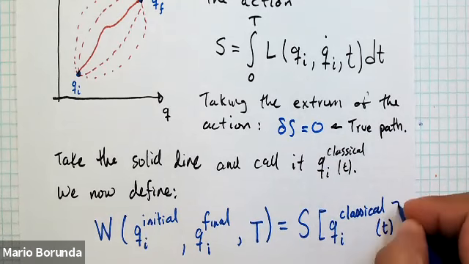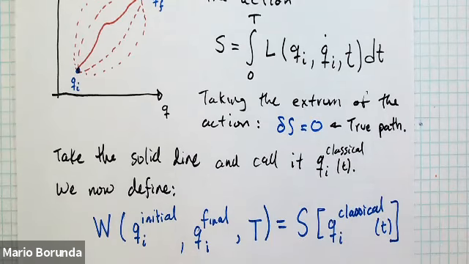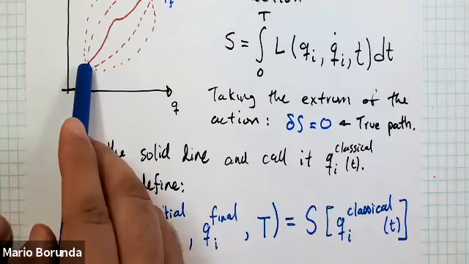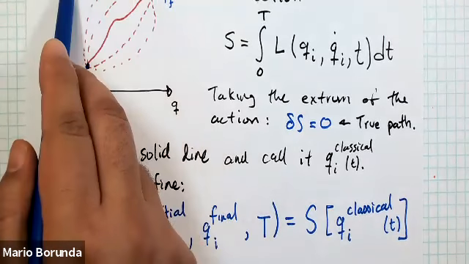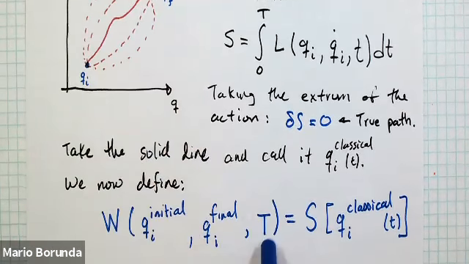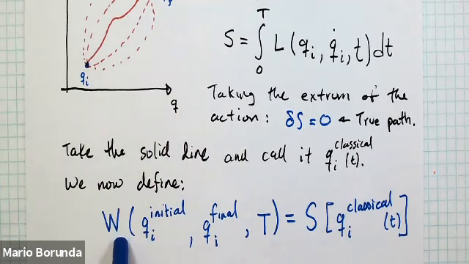This depends on time. All right, so first thing I want to mention, this is a function of q_i initial, q_i final, so that would be this q_i, that q_i, and the total time. So it's the time from here all the way up there. Make sense? So this is time equal to 0. This is time equal to capital T. That capital T is the time that this function W depends on.